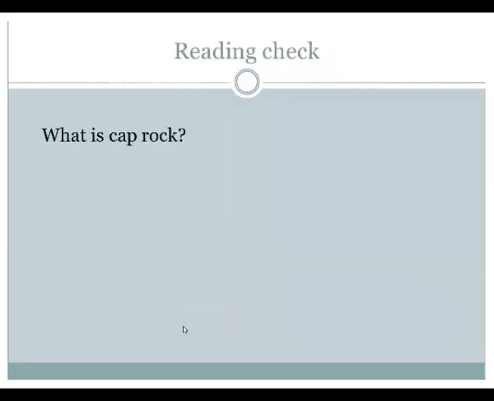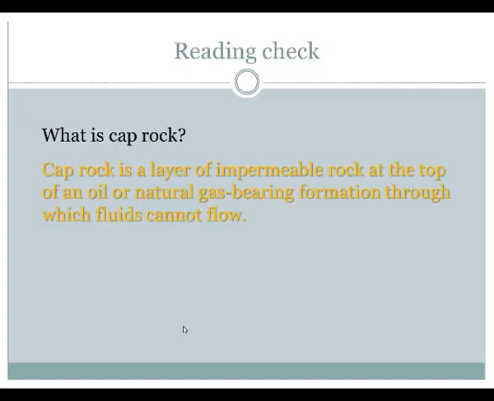So caprock. What is caprock? Rock that caps all the water, the oil, the other thing. Yeah, excellent. It is, like we saw in that picture, a layer of impermeable rock at the top of an oil or natural gas bearing formation. And once we drill through that caprock, because of the overlying pressure, oil or natural gas just spews out of the well.